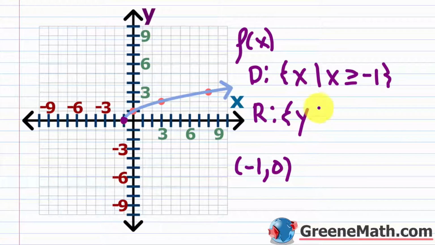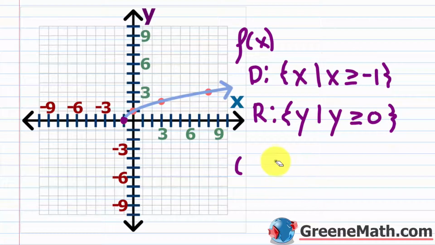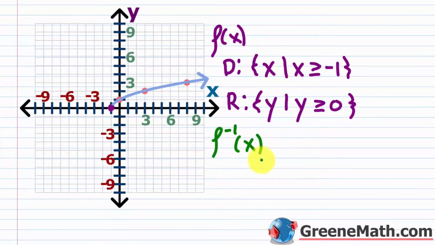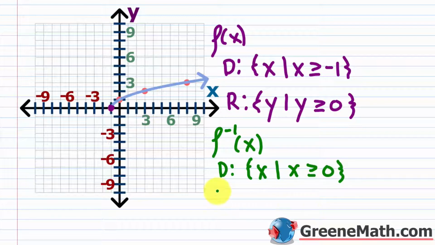So we'll say the set of all y such that y is greater than or equal to 0, right? It can be 0 or anything larger. Now, because the x and the y's get swapped when we think about the inverse, let me do this in a different color. If I do f inverse of x, now the domain takes on the range. So it would be the set of all x such that x is greater than or equal to 0, and the range would take on the domain. So it would be the set of all y such that y is greater than or equal to -1.